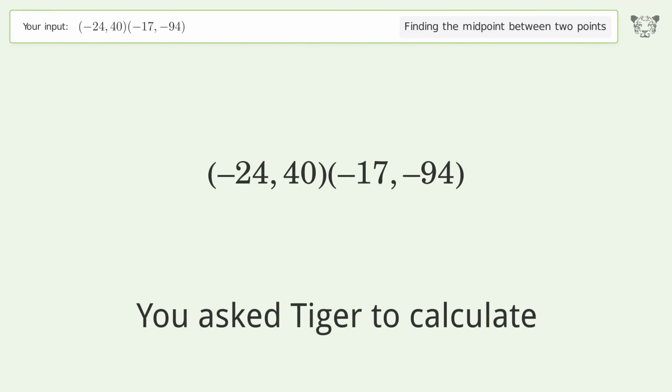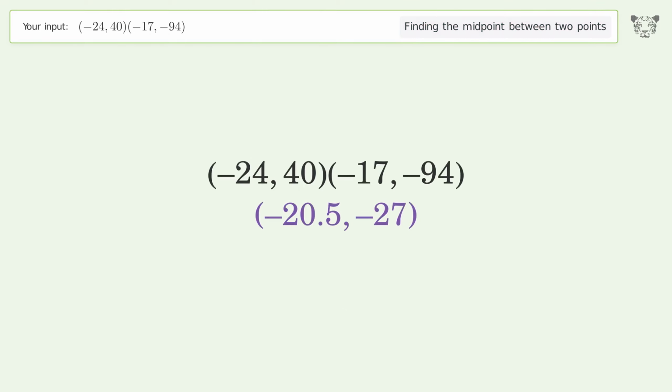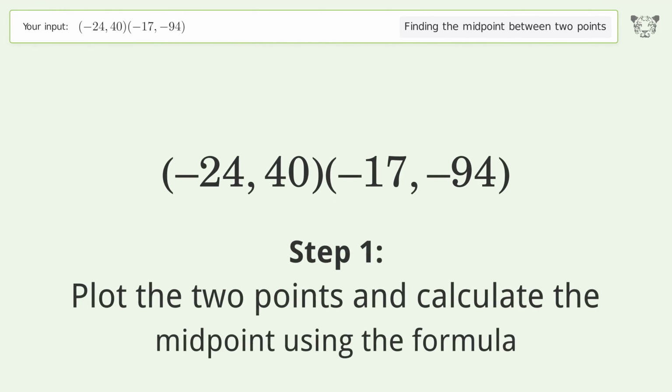You ask Tiger to calculate. This deals with finding the midpoint between 2 points. The midpoint between the 2 points is -20.5, -27. Let's solve it step by step. Plot the 2 points and calculate the midpoint using the formula.